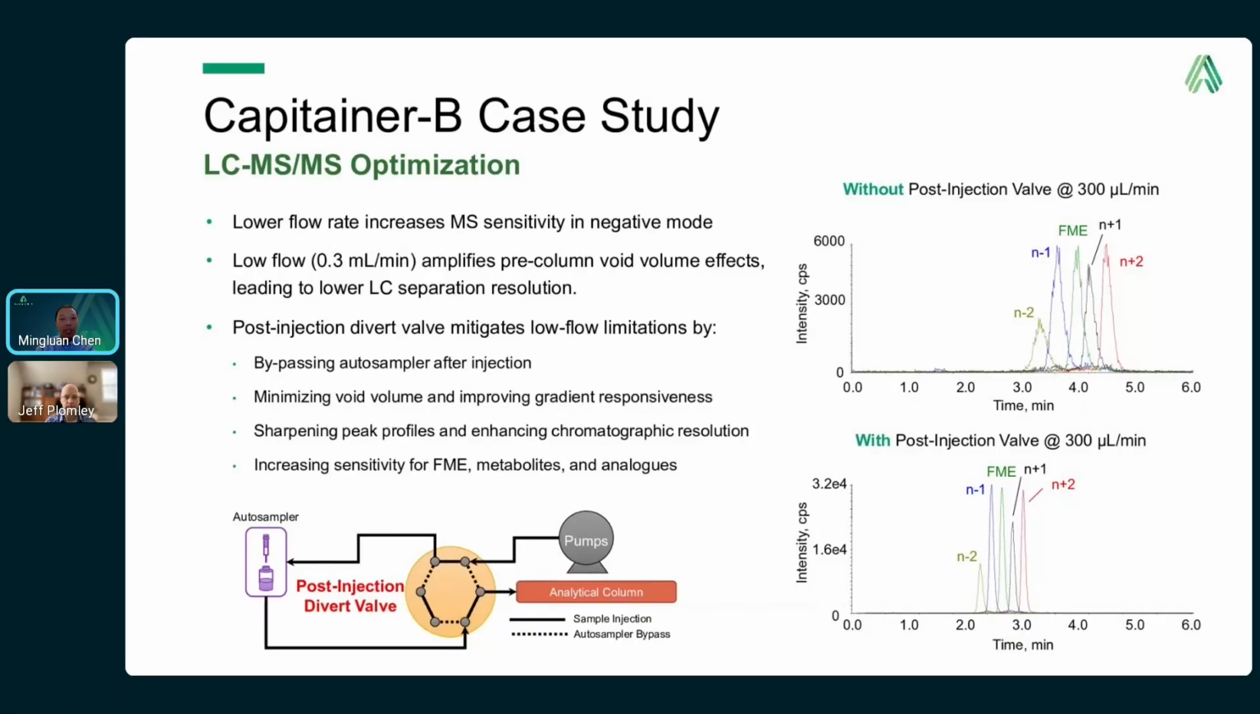On the right, representative chromatograms at 0.3 mL per minute are shown with and without the divert valve. When the valve is applied, peaks are substantially sharper and better resolved. The increased peak height directly translates into an improved signal-to-noise ratio, which is essential for achieving a lower LOQ. Under these conditions, formiversen and its truncated metabolites and the related analogs remain well separated, enabling both high sensitivity and robust selectivity.